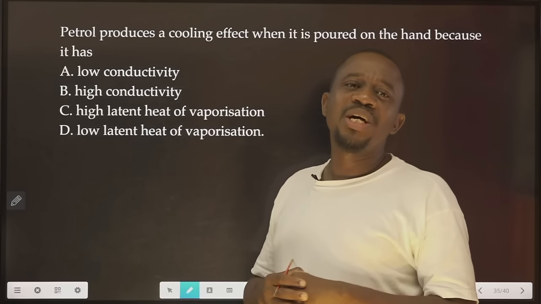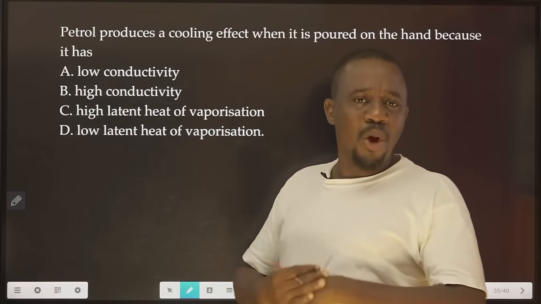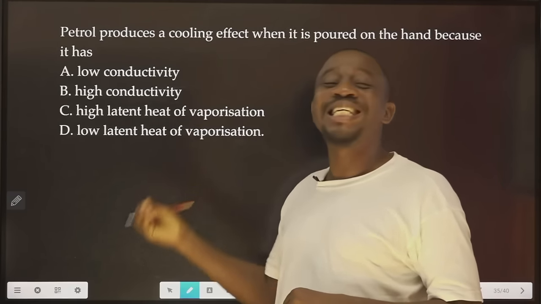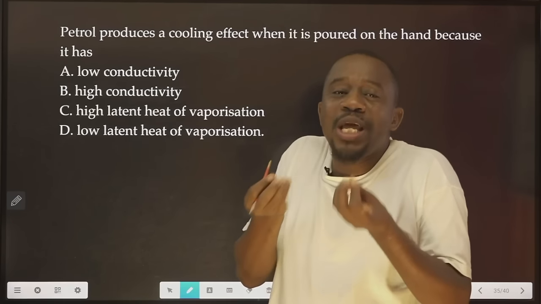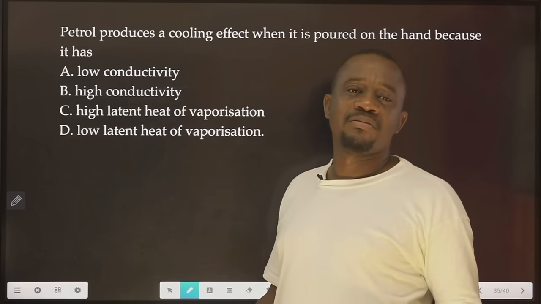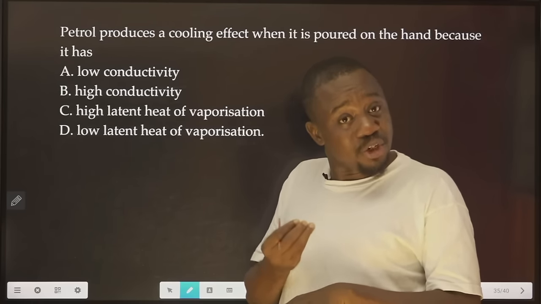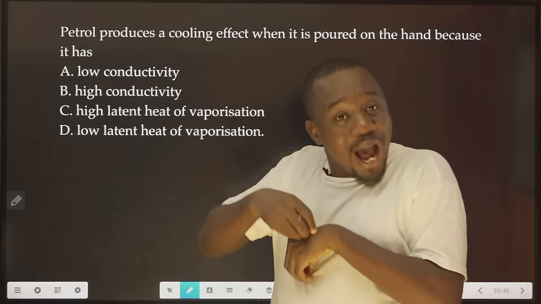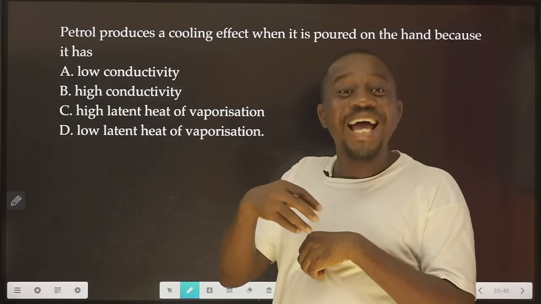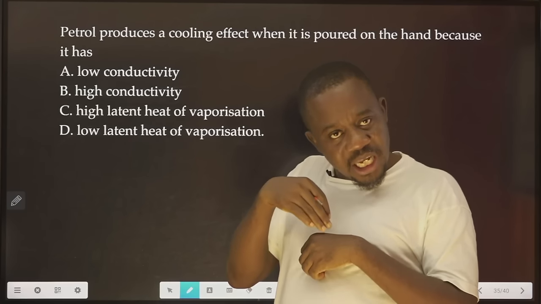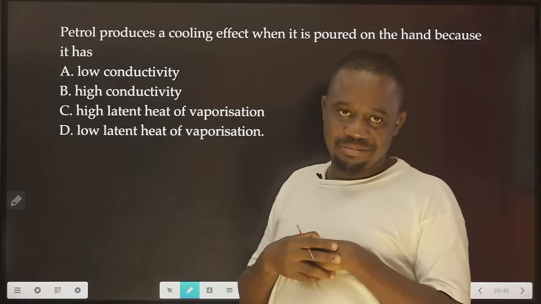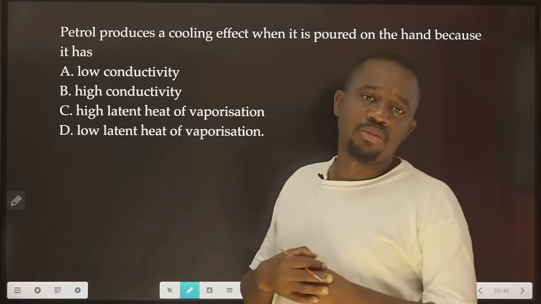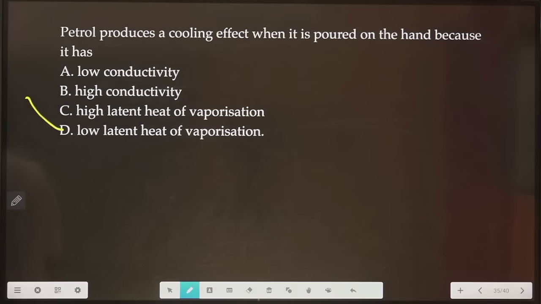Okay? And also, the rate of heat transfer from your hand to petrol is fast because petrol has what? A low latent heat of evaporation. It requires low heat to evaporate. So the little heat you are giving to the petrol is enough to make the petrol evaporate. And when your hand transfers heat to the petrol, it means that what? It has lost heat. The giver will lose. Once you lose it, what will you feel? You feel cold. So, this is the answer. Okay? Let's look at this.